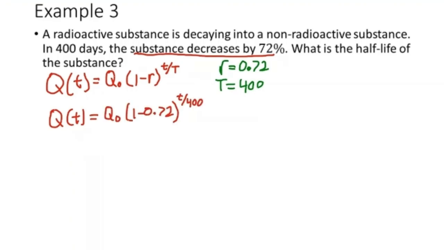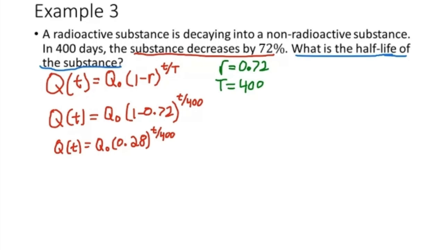And we have so far that Q of t equals Q sub 0 times 1 minus 0.72 raised to the t over 400. Do a little cleaning up, and we get Q of t equals Q sub 0 times 0.28 raised to the t over 400. Re-looking at the problem, there is no information that tells us what Q sub 0 should be. So let's take a look at the question and see if it's actually necessary to know what Q sub 0 is. Our question is asking us, what is the half-life of the substance?